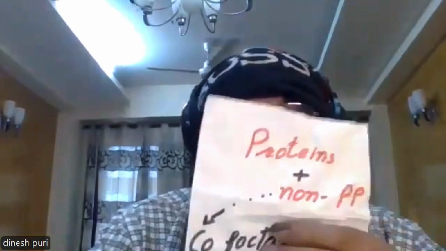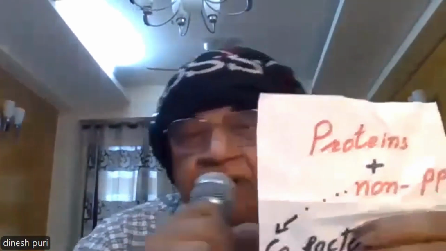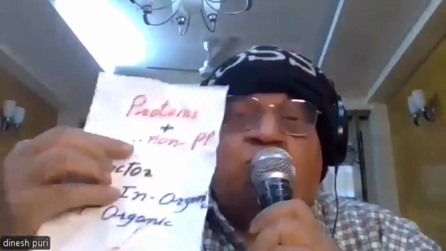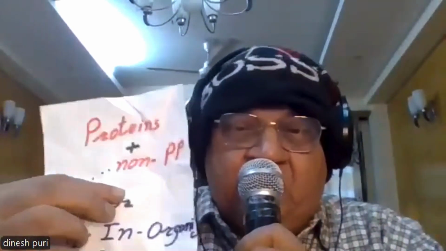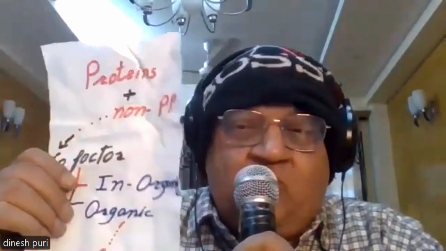What is a cofactor? We said that most enzymes are proteinaceous in nature, but most of these proteinaceous enzymes also require a non-polypeptide cofactor for their activity. And the non-polypeptide portion of the enzyme, which is required for its activity, the name cofactor is given to them. So cofactor, I repeat, is any non-polypeptide factor which is associated with the enzyme protein.